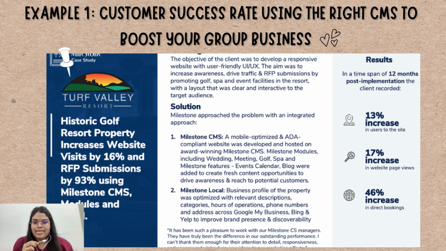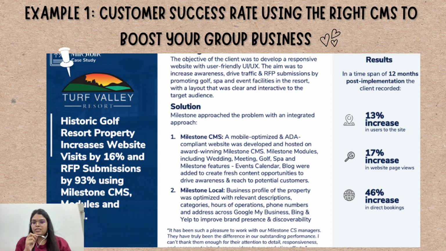Now we move on to the next slide, which is example one. The case study is customer success using the right content management system to boost your group business. Between the cities of Baltimore and Washington D.C. sits the historic Turf Valley Resort. The resort includes two 18-hole world-class golf courses, a spa, accommodation villas, 40,000 square feet of meeting and event space, indoor and outdoor wedding locations, a restaurant, and corporate meeting space.